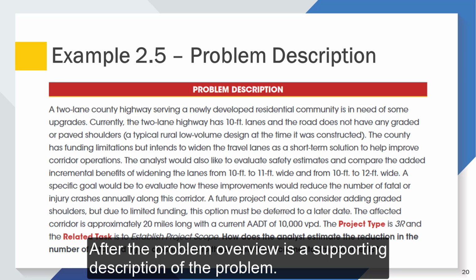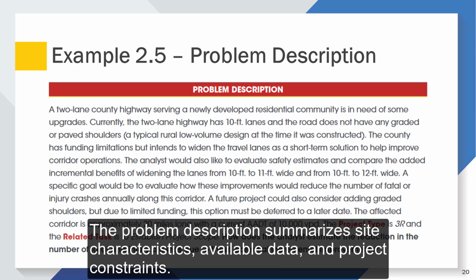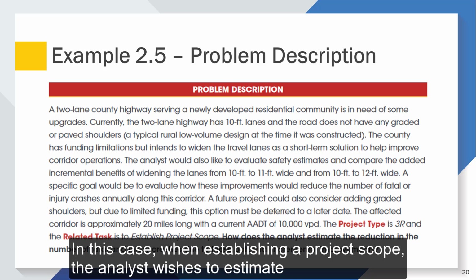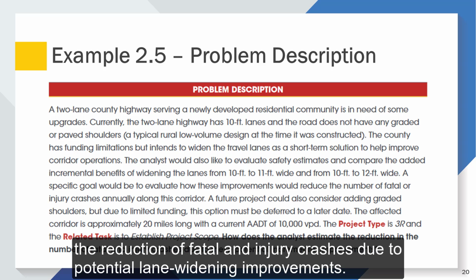After the problem overview is a supporting description of the problem. The problem description summarizes site characteristics, available data, and project constraints. In addition, the project description re-emphasizes the project type, related task, and objective of the analysis. In this case, when establishing a project scope, the analyst wishes to estimate the reduction of fatal and injury crashes due to potential lane widening improvements.